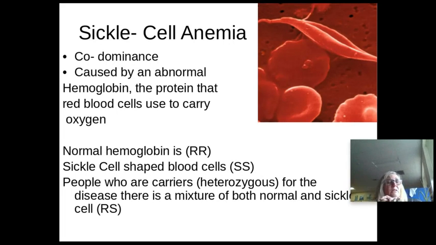With sickle cell anemia, most of the red blood cells are shaped like a beret, and with sickle cell, they're shaped curved. And with this, normal hemoglobin is RR, sickle cells are SS. People who are carriers are heterozygous for the disease because there is a mixture of both normal and sickle cells. Sickle cell anemia affects people from places like Italy and of African descent.